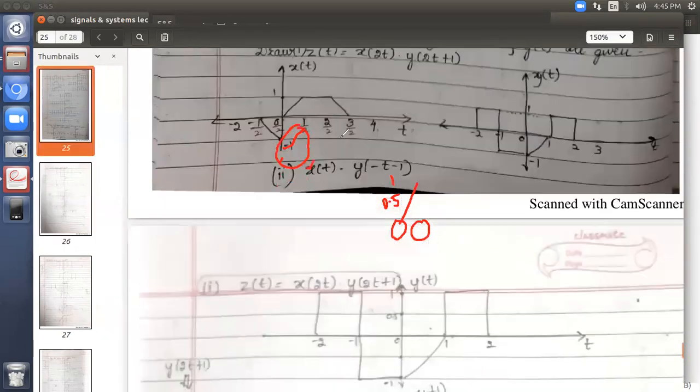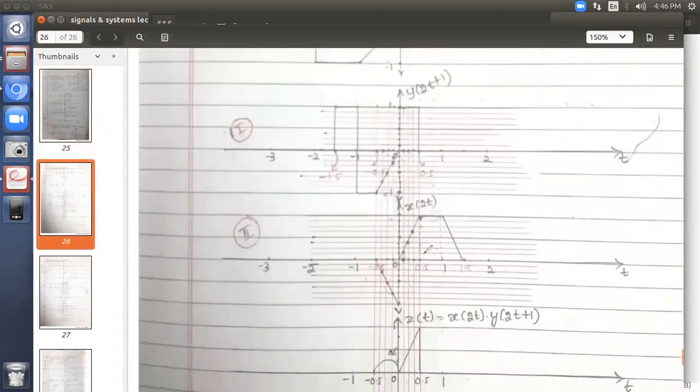Then coming to the next, there is a constant line between 1 and 2. What is the new range? 1 by 2 to 2 by 2 is 1. So between 0.5 and 1, one constant line with amplitude 1 should be drawn. See, between 0.5 and 1, a constant line with amplitude 1 is drawn.